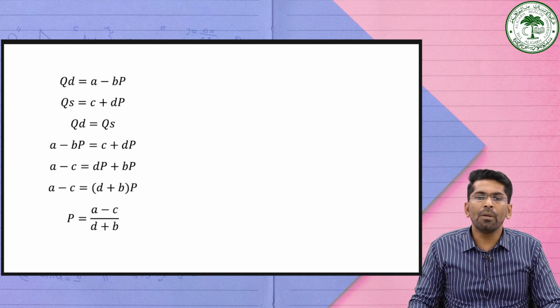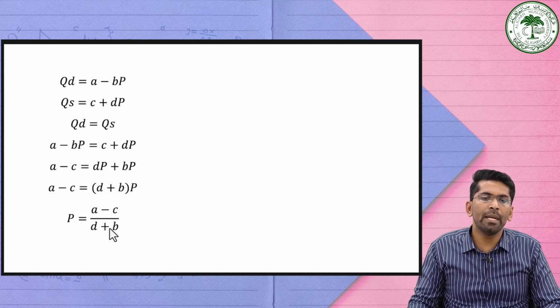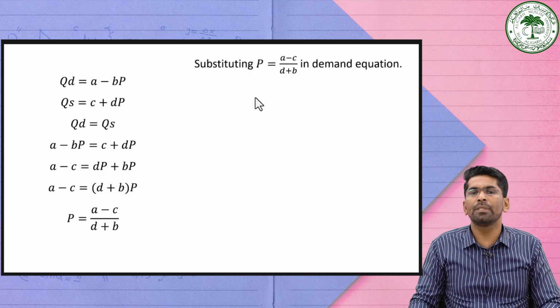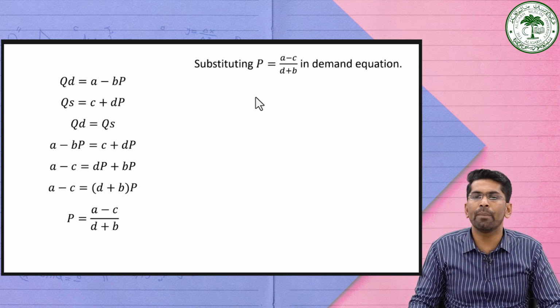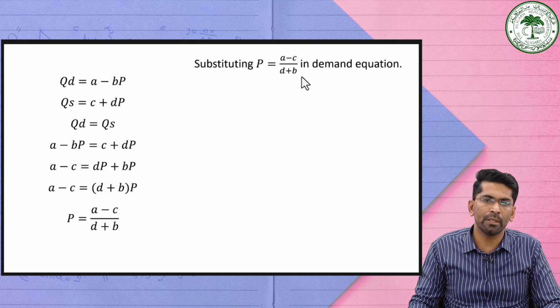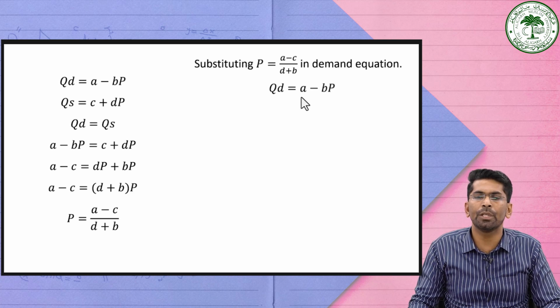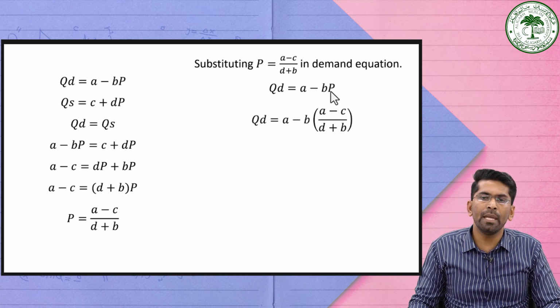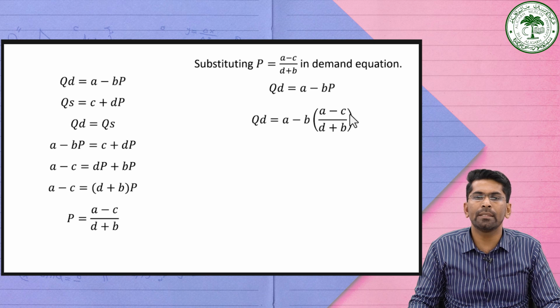Okay. Now after finding P is equal to A minus C divided by D plus B, we are going to substitute this particular expression into the demand equation or the supply equation. If you substitute P is equal to A minus C divided by D plus B in the demand equation, this is the demand equation, that is A minus BP. Then instead of P, we are putting A minus C divided by D plus B.